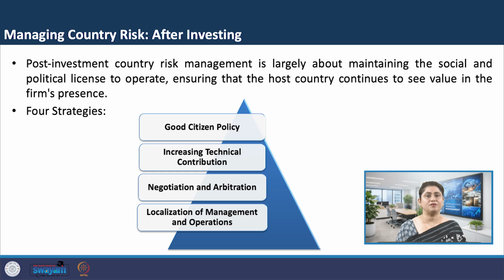Post investment country risk management is largely about maintaining what is sometimes called the social and political license to operate. That is, ensuring that the host country, its government, and its people continue to see genuine value in the firm's presence. Four strategies are central to this: first, the good citizen policy, second, increasing technical contribution, third, negotiation and arbitration, and fourth, localization of management and operations.